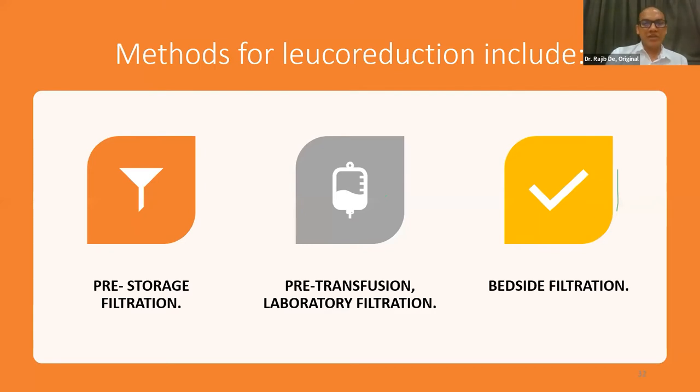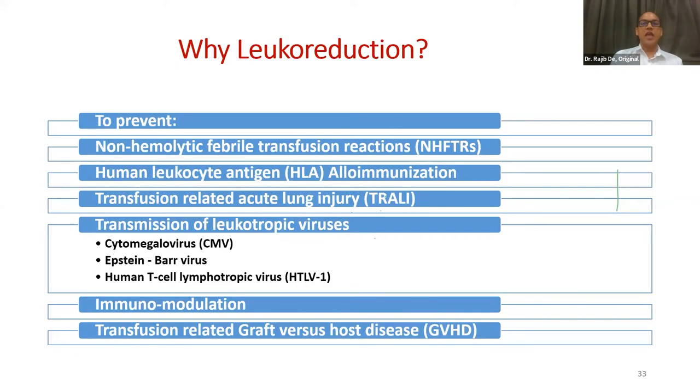Leukodepletion, that I already mentioned, has three types. Pre-storage, that is when leukodepletion is done before PRBC preparation. Pre-transfusion, when leukodepletion is done after PRBC preparation. And bedside filtration. The best is definitely pre-storage filtration. It can prevent non-hemolytic febrile transfusion reactions, HLA alloimmunization, and TRALI. WBC-transmitted infections like CMV and Epstein-Barr virus can also be prevented.